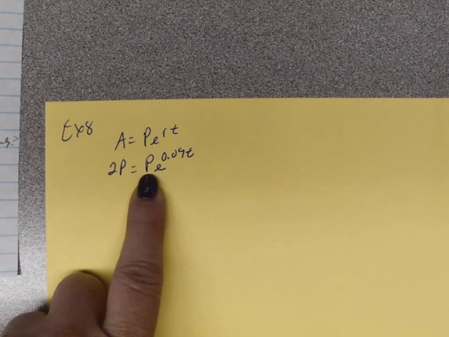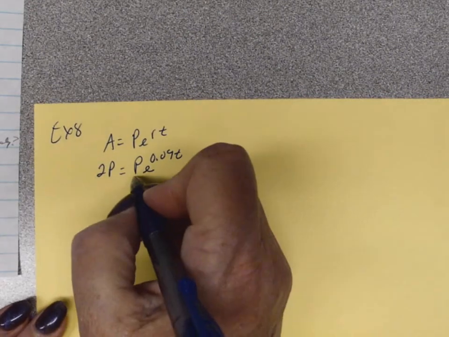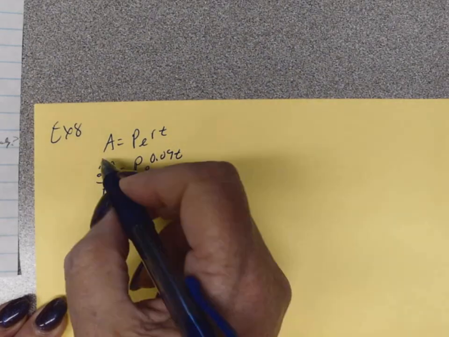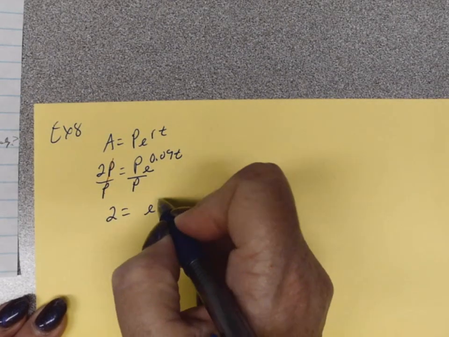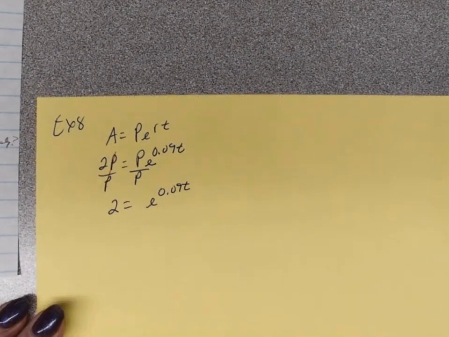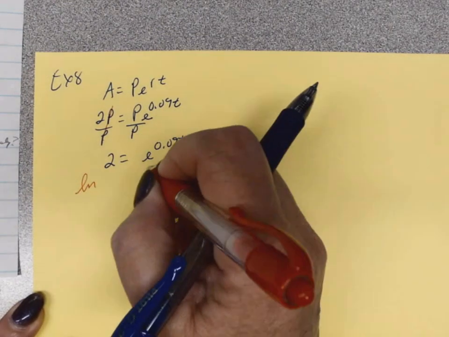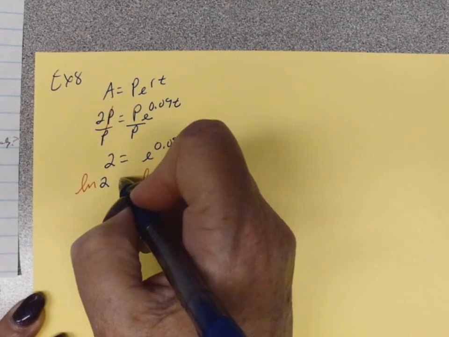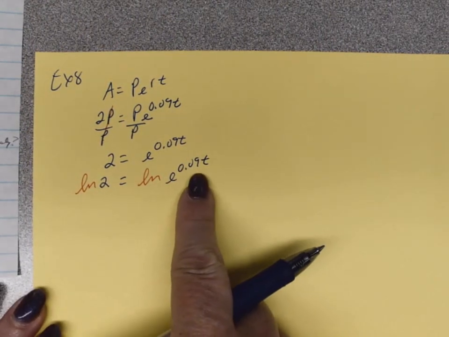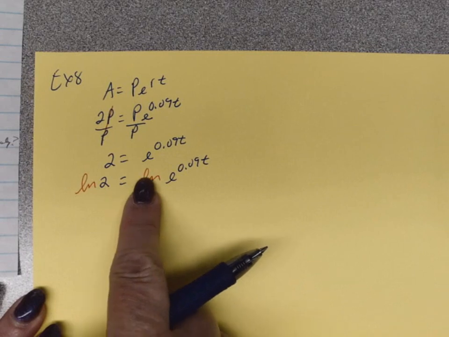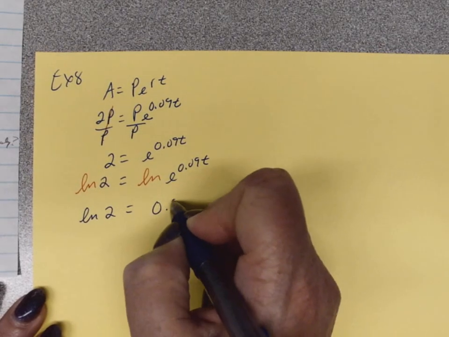Well, if you recall, we need to get e by itself in order to bring our exponent down using the power rule. So we're going to divide both sides by P. 2P divided by P, the P's will cancel, and we're left with 2 equal to e to the 0.09t. So that took out some of our variables. Now we'll take the ln of both sides. So the ln of 2 equals the ln of e to the 0.09t. This allows us to use the power rule to bring our exponent out front, and the ln and the e undo each other. So now we have the ln of 2 equals 0.09t.